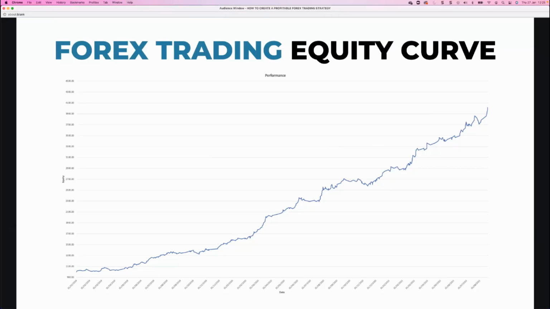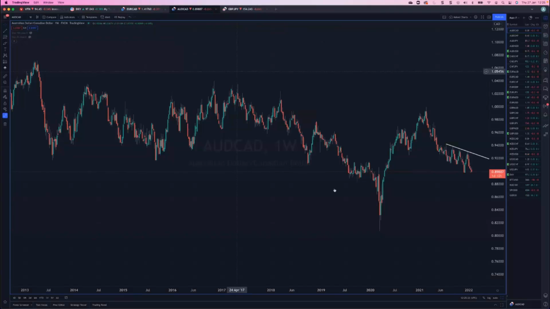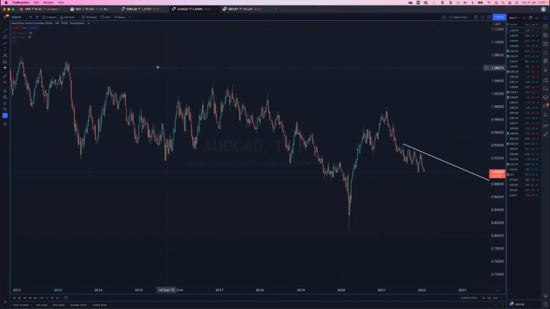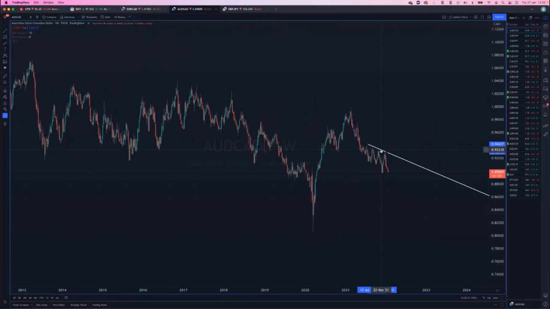Okay, so let's go into creating a strategy. So we need what? Direction, an area of interest, an entry, and risk management. Let's jump over to some charts and see what we can do. So let's imagine, the first thing we need to do is find a way of determining the direction of a trade that we want to take.